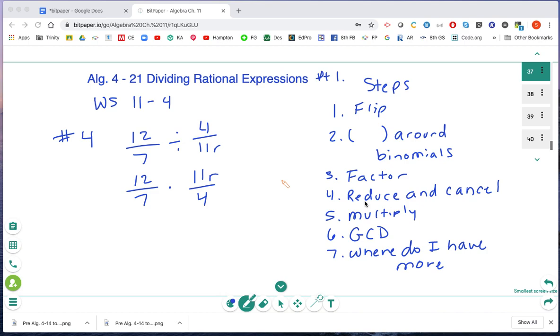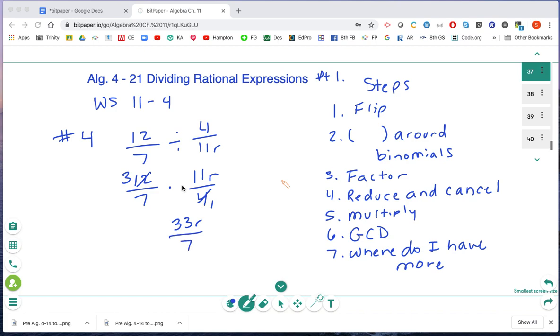We don't have any binomials or trinomials that we can factor, so we can skip that step. The next thing we're going to do is reduce the fractions or cancel out any parentheses that match on the top or the bottom. So right now we're going to cross reduce. 4 goes into 4 one time, and 4 goes into 12 3 times. We don't have any parentheses that can cancel out, so all we're going to do is multiply across. 3 times 11 is 33r, and 7 times 1 is 7.